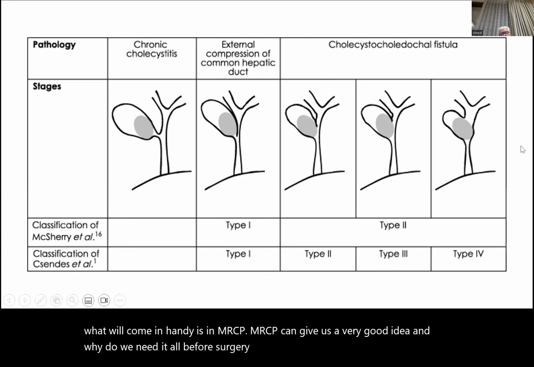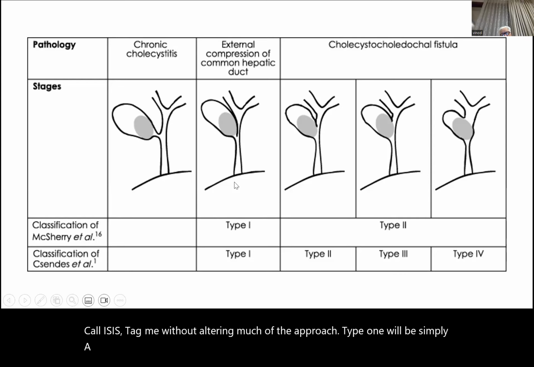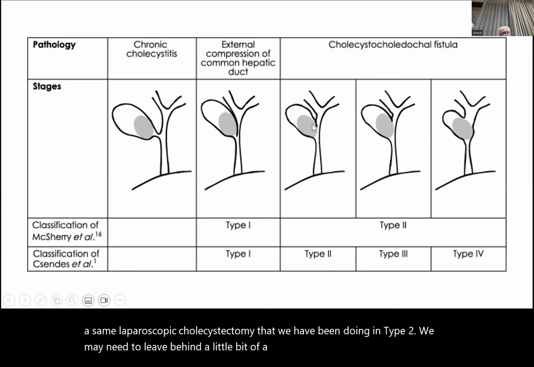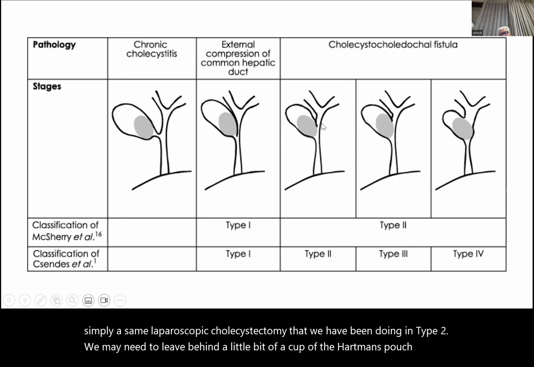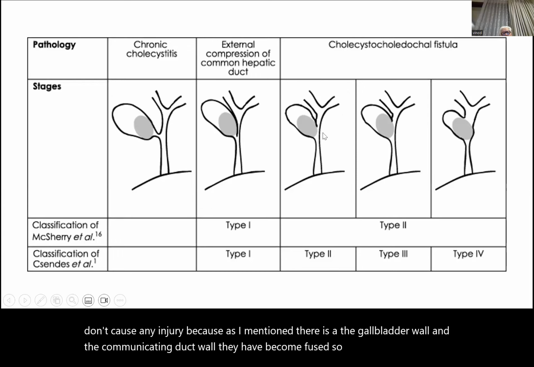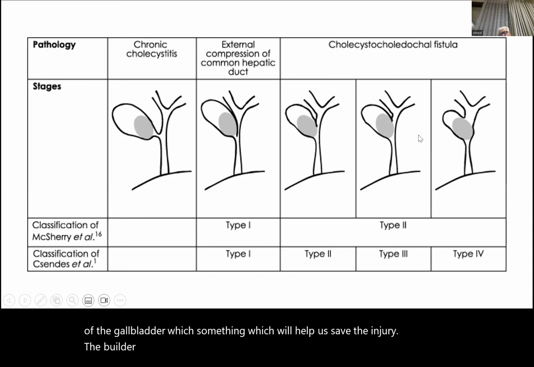Because type 1 and type 2 can be nicely managed with cholecystectomy without altering much of the approach. Type 1 will be simply the same laparoscopic cholecystectomy that we have been doing. In type 2, we may need to leave behind a little bit of a cuff of the Hartmann's pouch so that we don't cause any injury, because as I mentioned, the gallbladder wall and the common hepatic duct wall have become fused. So leaving behind a part of the gallbladder will help us save the injury to the bile duct.